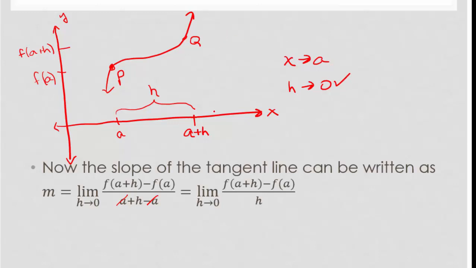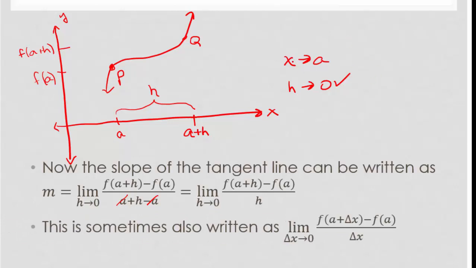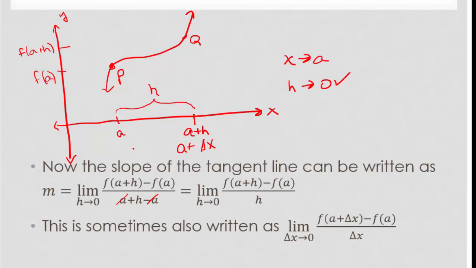You can generalize this even more. Instead of referring to this as h, sometimes you'll hear it referred to as just a change in x even. So instead of calling it h, if you call it change in x or delta x, the x-coordinate of q would then be the x-coordinate of p increased by some small change in x, in which case the h is now a delta x. And then this is what you get instead.